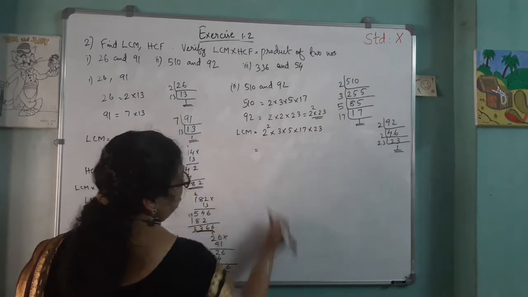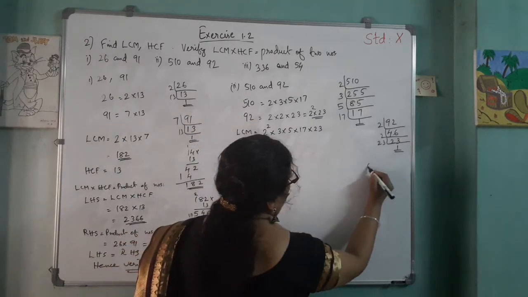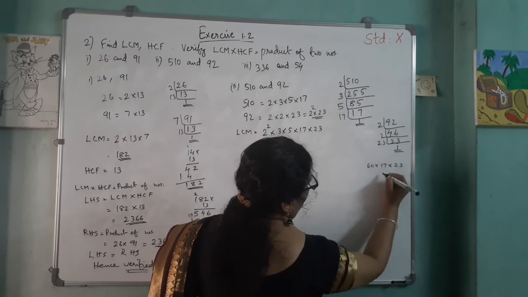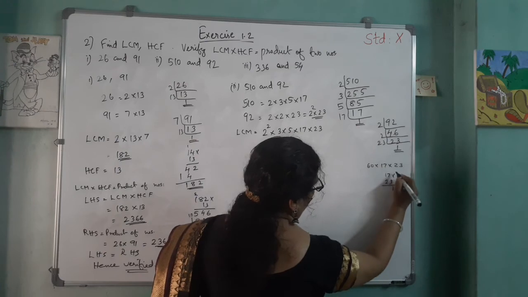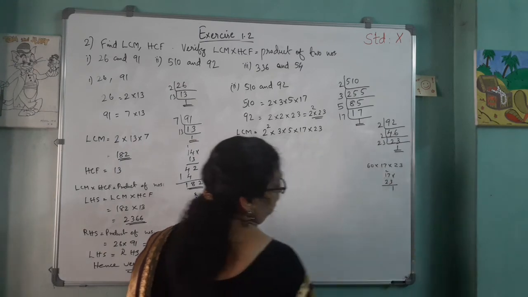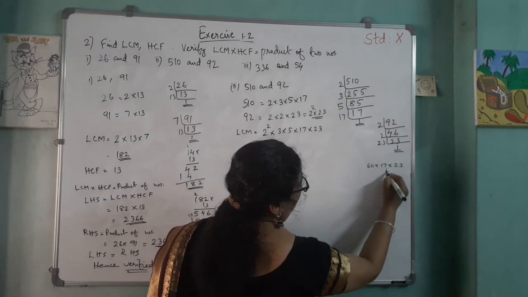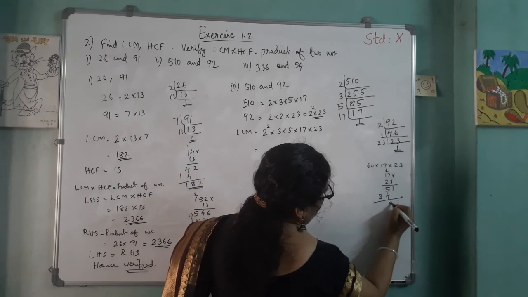So 2 square is 4. 4 into 3 12. 12 into 5 60. Then 60 into 17 into 23. So 17 into 23 we multiply. 3 7s are 21. 2 carrying. 3 into 1 3 plus 2 5. Then 2 7s are 14. 1 carrying. 2 into 1 2 plus 1 3. Then 1 5 plus 4 9.